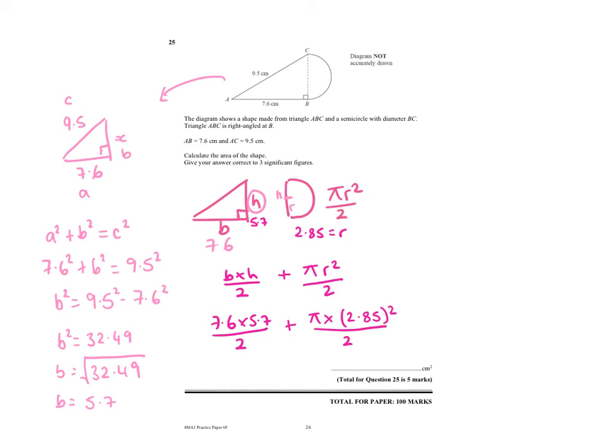So my answer is going to be 34.4187. Round to three significant figures. My first significant figure is tens, units, tenths. So I'm going to round to the nearest tenth or to one decimal place. 34.4 centimetres squared.